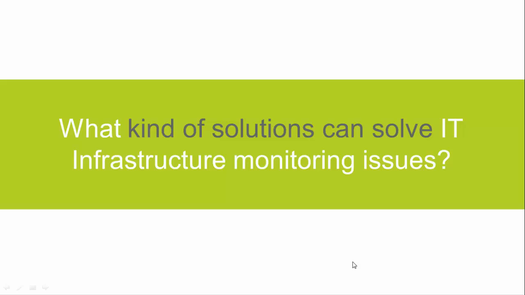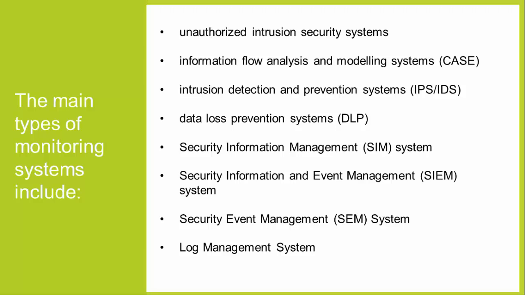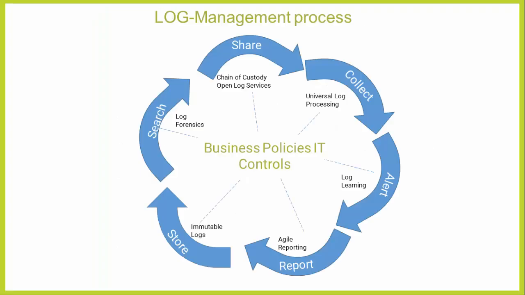Currently, there are many information systems whose main purpose is to enable software and network device security. The main types of monitoring systems include unauthorized intrusion security systems, information flow analysis and modeling systems, intrusion detection and prevention systems, data loss prevention systems, security information management systems, security information and event management systems, security event management systems, and log management systems. For most organizations, it is sufficient to have a log management system.